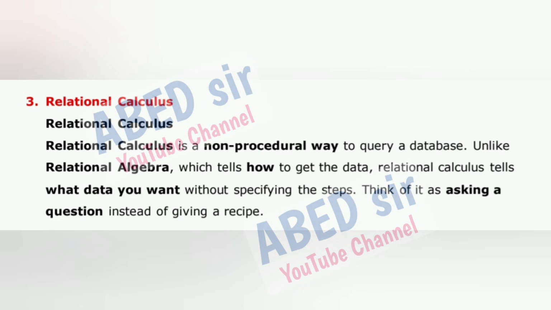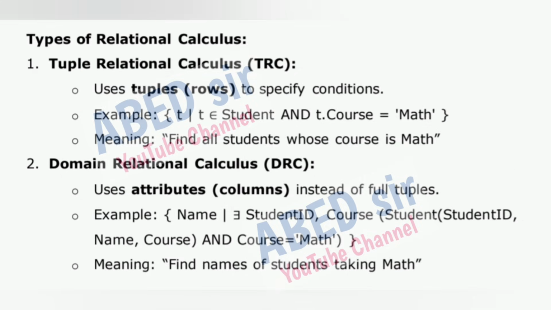Relational calculus. Relational calculus is a non-procedural way to query a database. Unlike relational algebra, which tells how to get the data, relational calculus tells what data you want without specifying the steps. Think of it as asking a question instead of giving a recipe. Types of relational calculus.